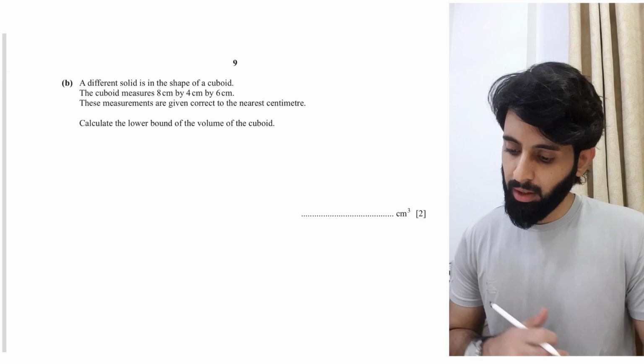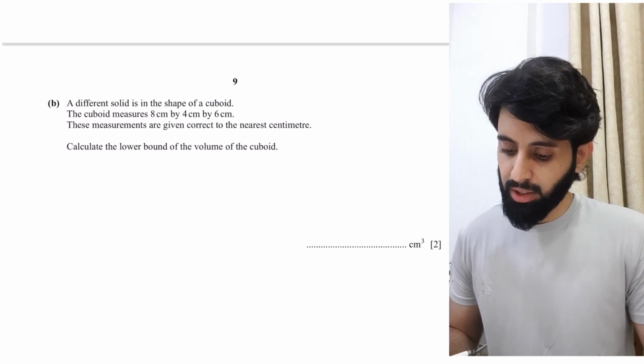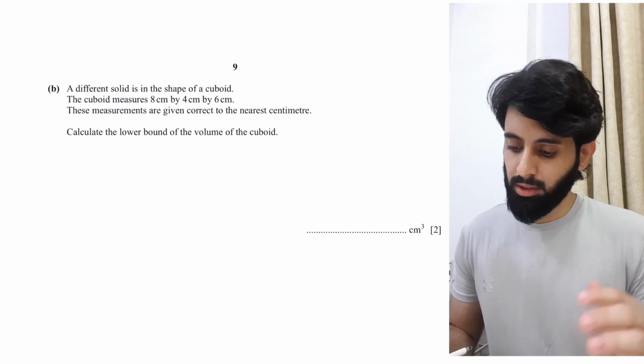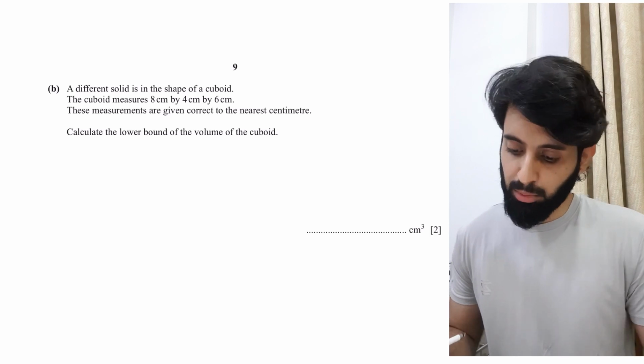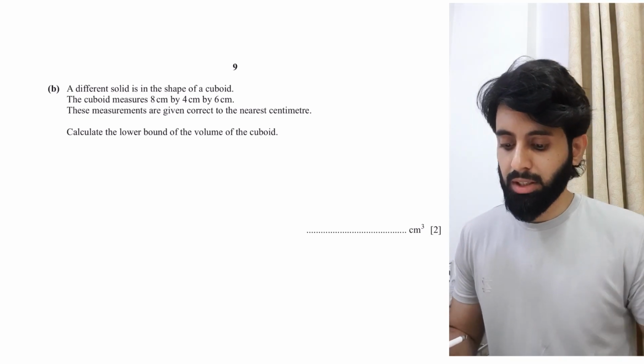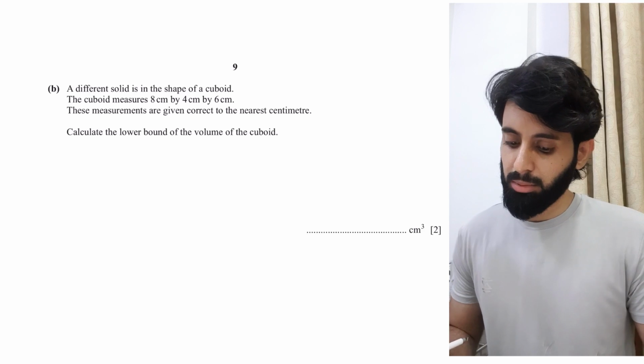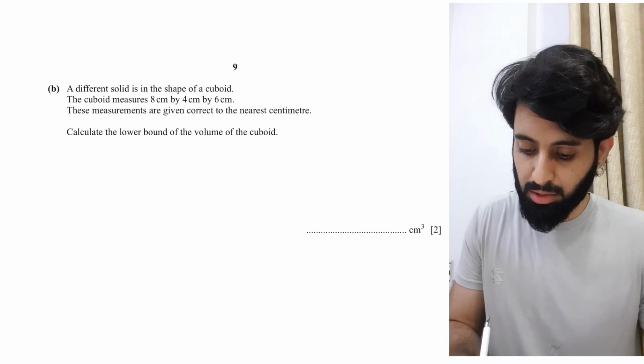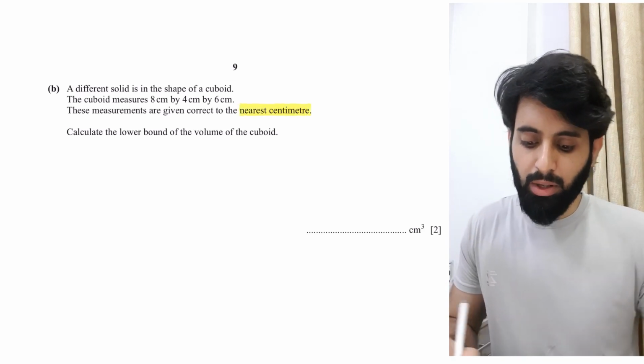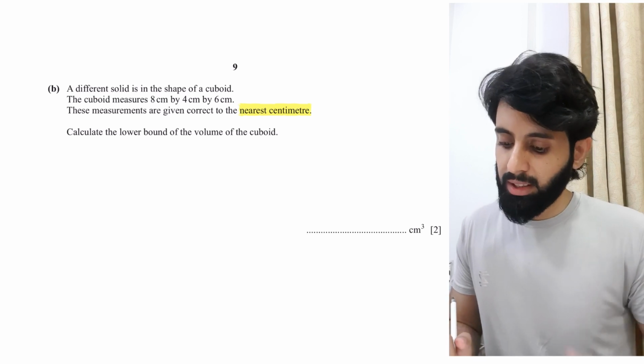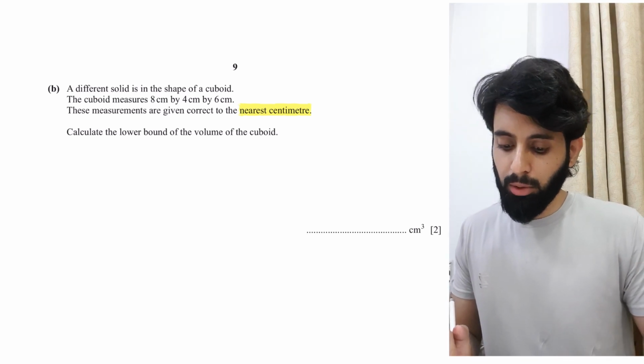Okay, so it says a different solid is in the shape of a cuboid. The cuboid measures 8 cm by 4 cm by 6 cm. These measurements are given correct to the nearest centimeter. So again, it's very important that you highlight whatever they're nearest to, okay? Then it says calculate the lower bound of the volume of the cuboid.